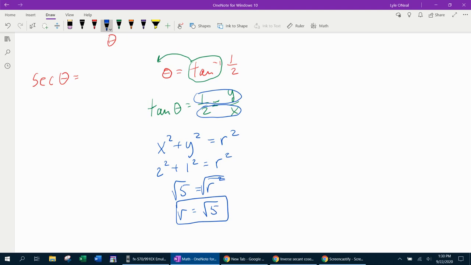So now at this point, now that I know x, y, and r, I should be able to find any trig function. Remember, secant is the reciprocal of cosine. So if cosine is x over r, secant is r over x, which should be square root of 5 over 2. And that should be the final answer for that problem, okay? So there's that example done.